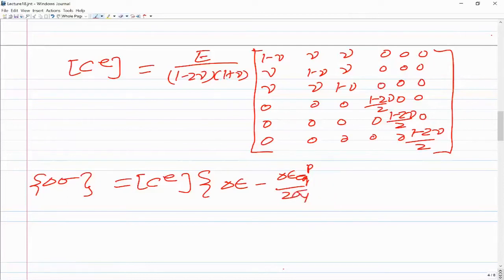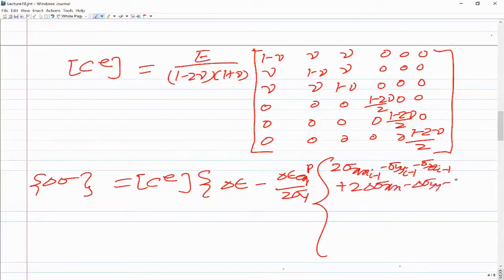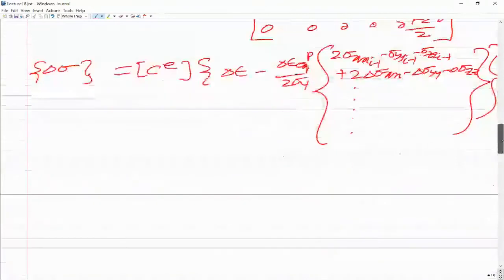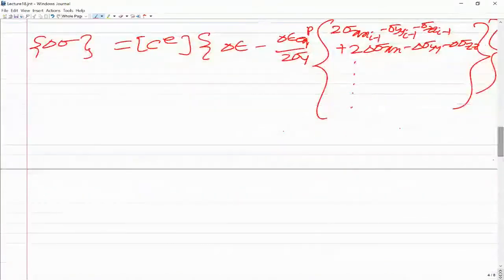Now the total stress is written in terms of stress in the previous iteration and the increments. So this whole thing can be written as twice of sigma xx at i minus 1 minus sigma yy at i minus 1 minus sigma zz at i minus 1, and similarly plus twice of delta sigma xx minus delta sigma yy minus delta sigma zz, and like that you can write all the terms in a similar manner.